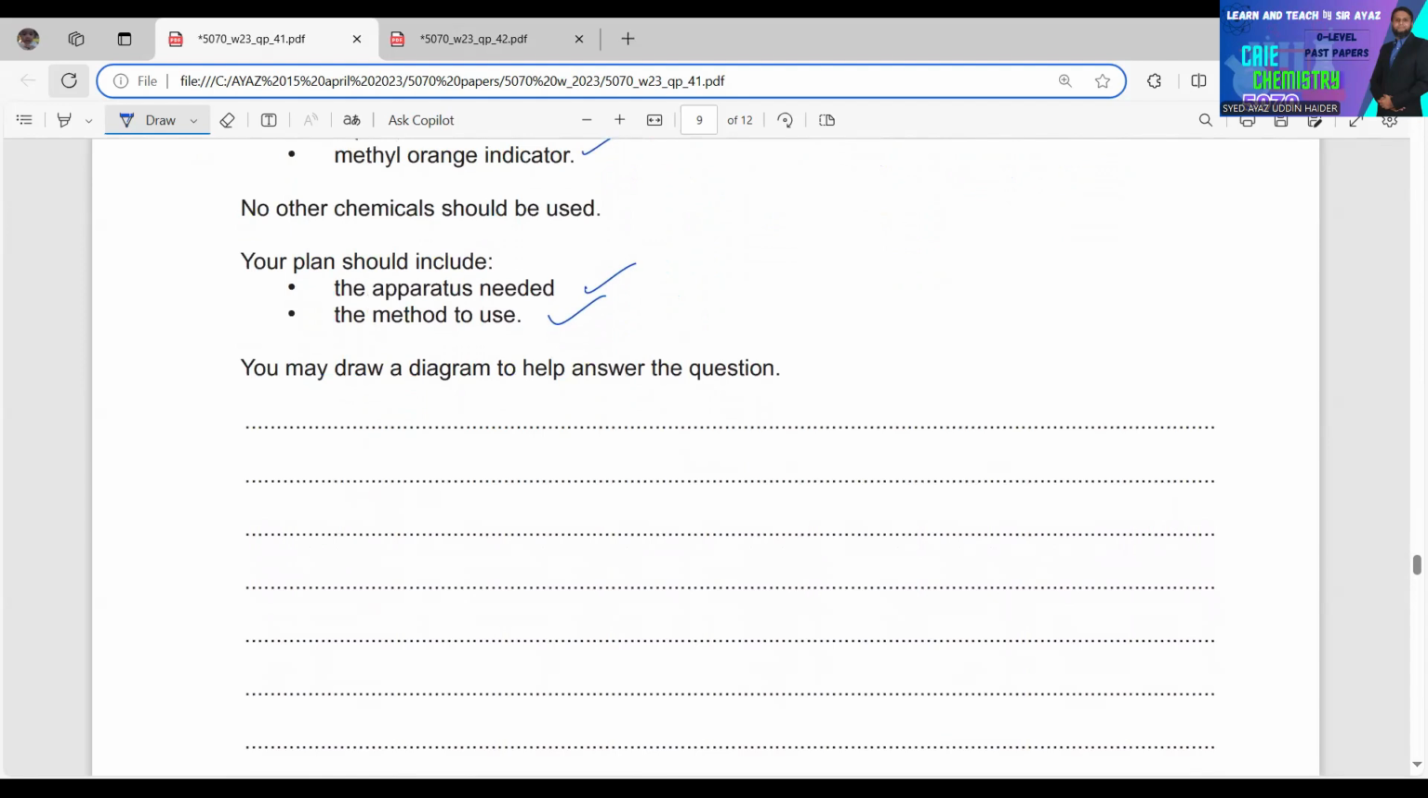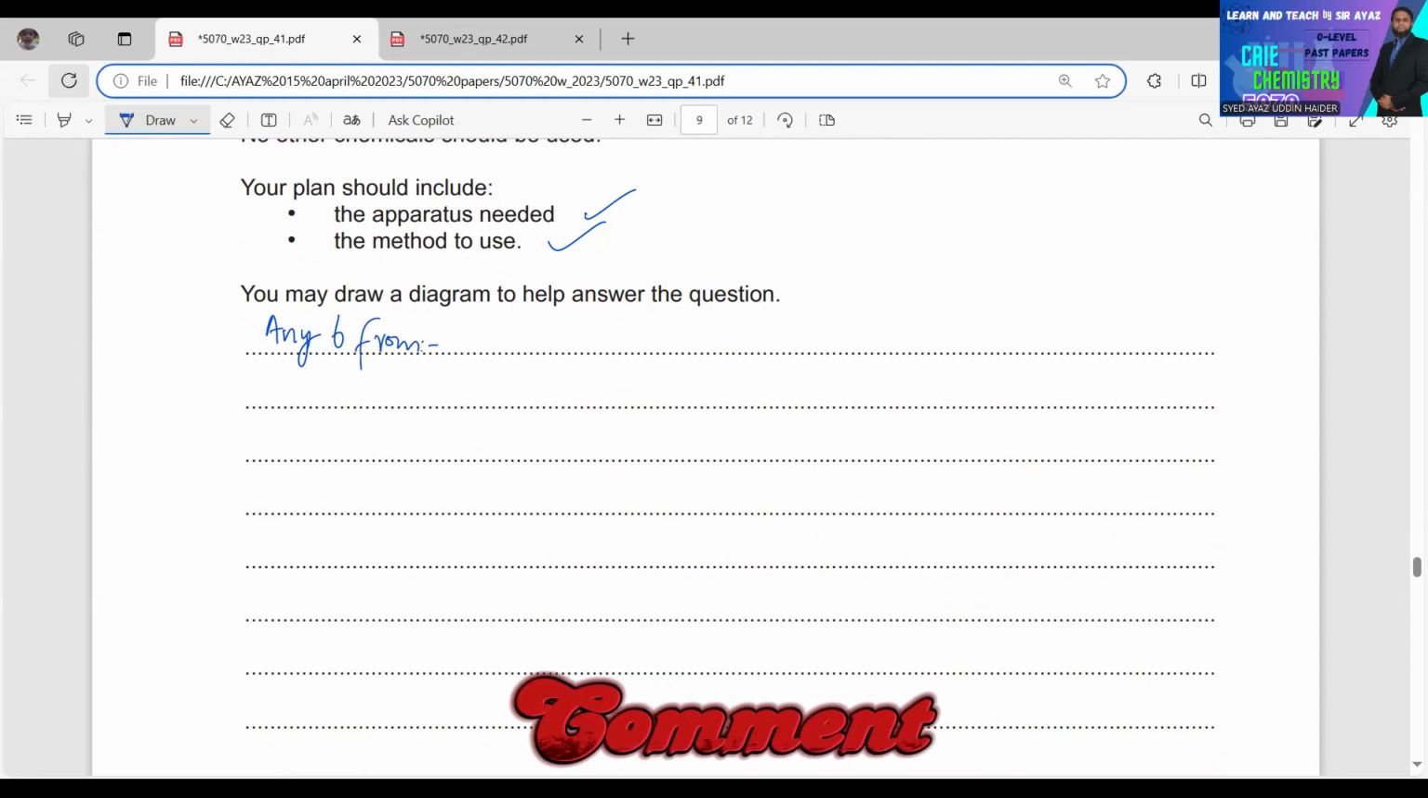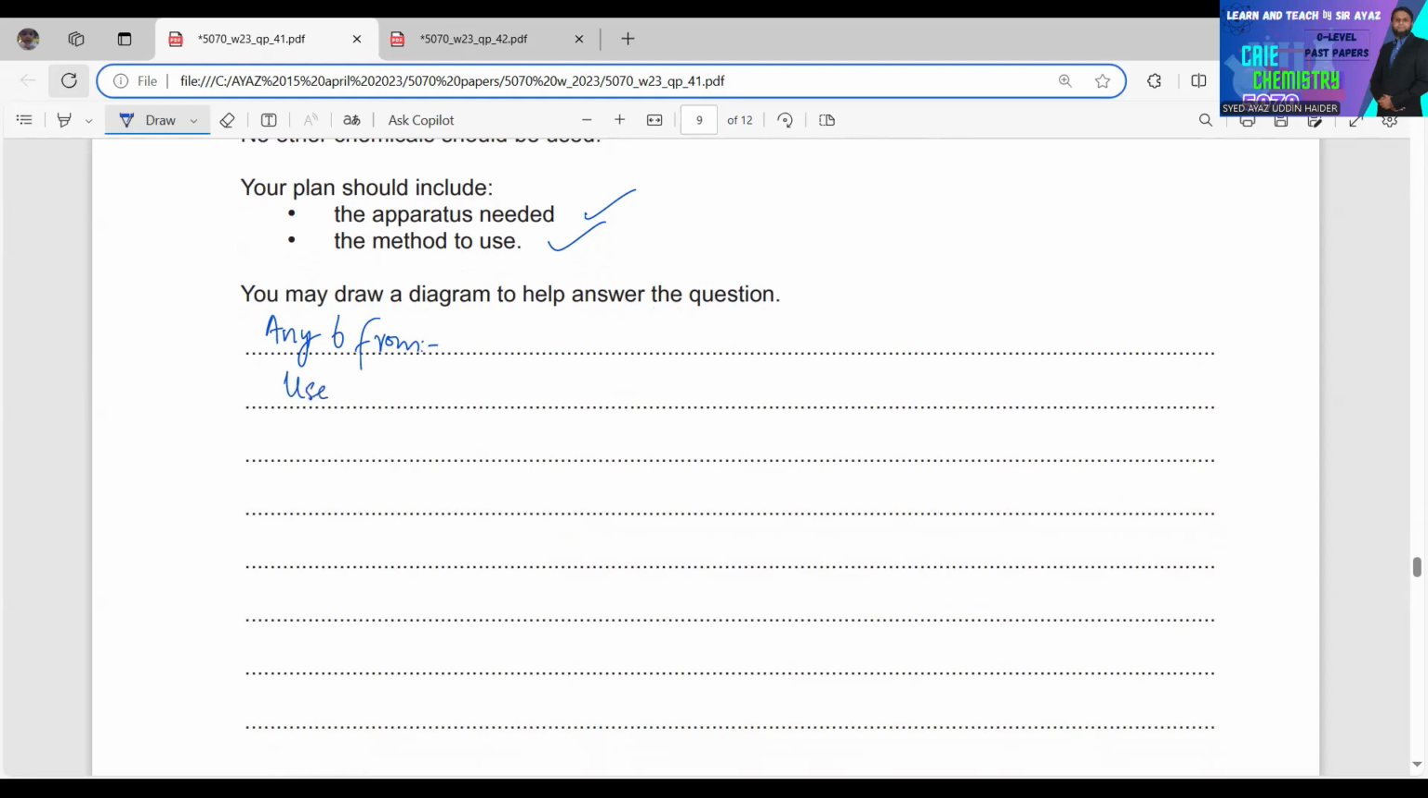First of all, I will write the details. Now they are saying you have to mention the apparatus. So in this, you're definitely using a burette or volumetric flask. Straight away you can write, use a burette or volumetric pipette. You can write any six of these.